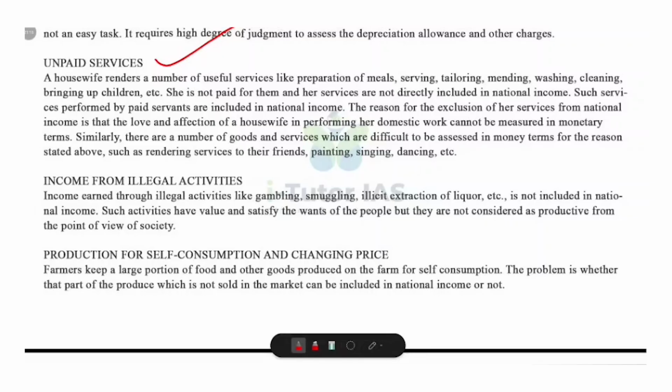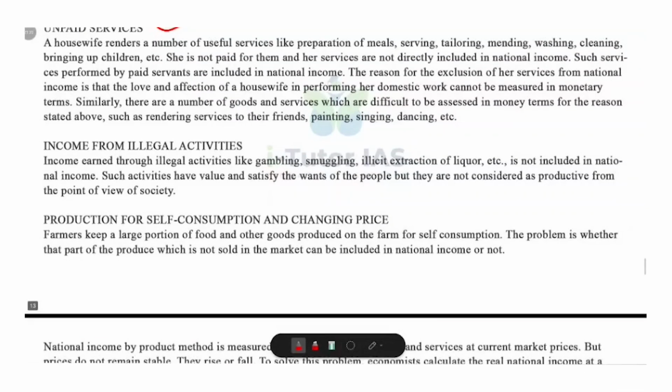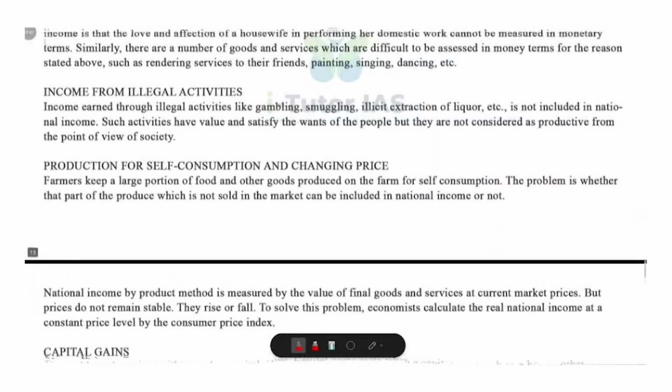Why are they not included in national income? National income measures economic value in money terms. So these services are done without payment, and it's hard to assign a monetary value. However, if the same work is done by someone who is paid, it is included in national income. So in short, only services that have a measurable money value are counted. Unpaid work, no matter how useful, is excluded because it cannot be measured in money.